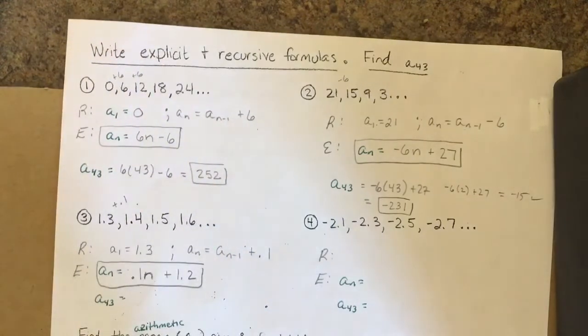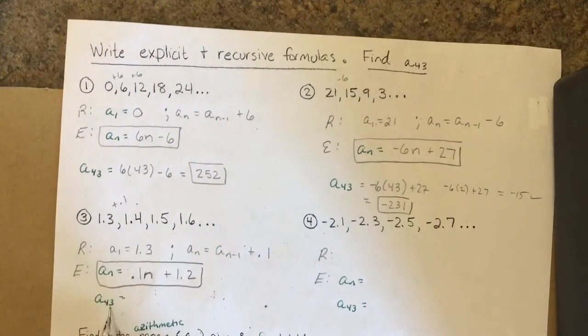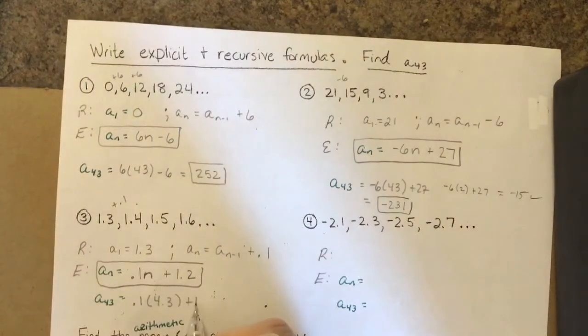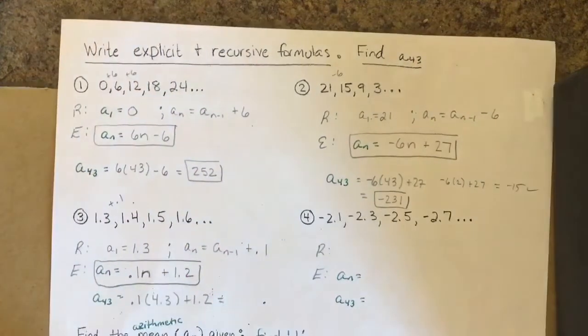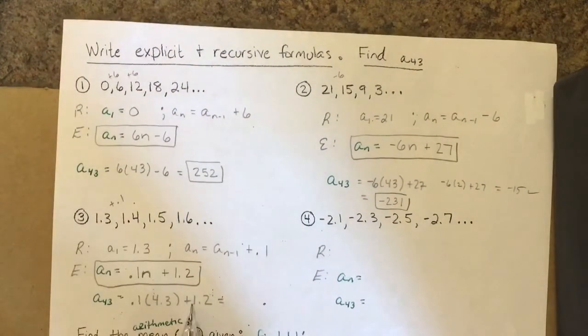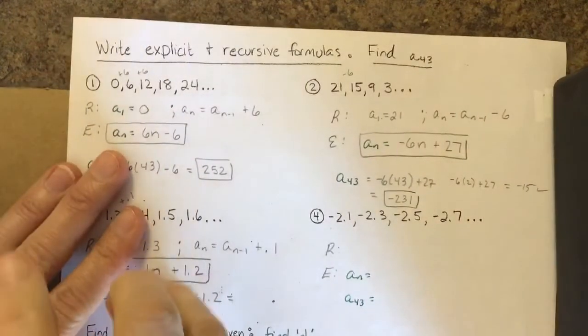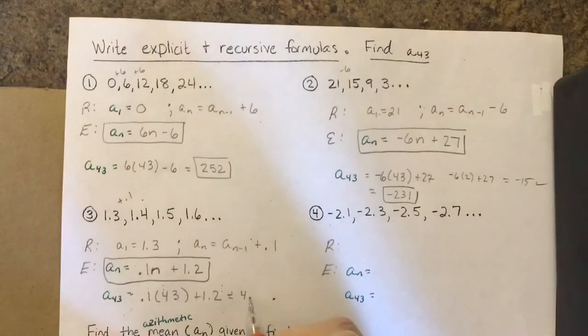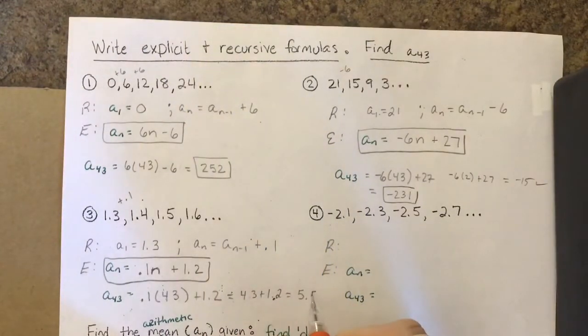Now let's use that to find the 43rd term. That is 0.1 times 43 plus 1.2. That's 4.3 plus 1.2, which is 4.3 plus 1.2. We get 5.5.